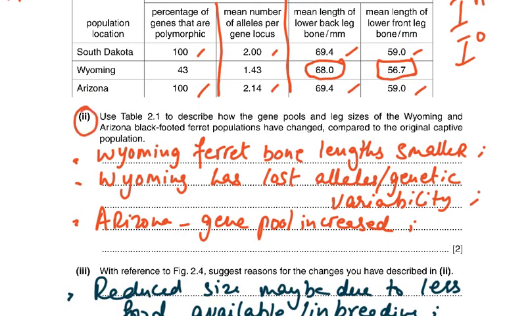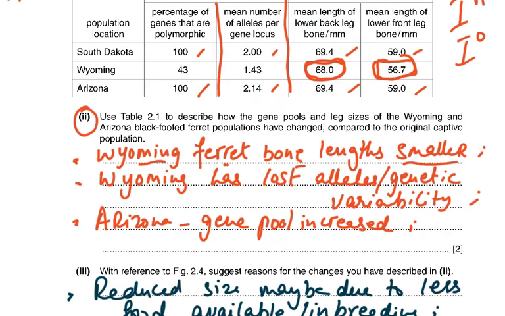Then part 2 of the question was: use table 2.1 to describe how the gene pools and leg sizes of the Wyoming and Arizona black-footed ferret have changed compared to the original captive. So Wyoming, you can see here, bone length smaller. So look at the bone length. Lower bone length was 68 and 56.7. Here we have these two figures. So Wyoming ferret bone length smaller. This is something which you needed to figure out yourself, right?